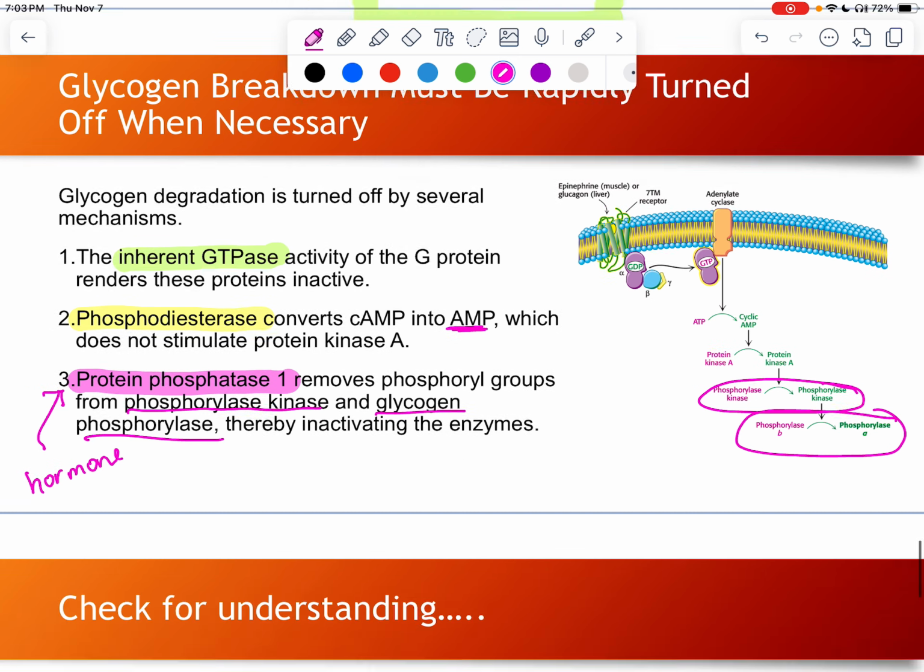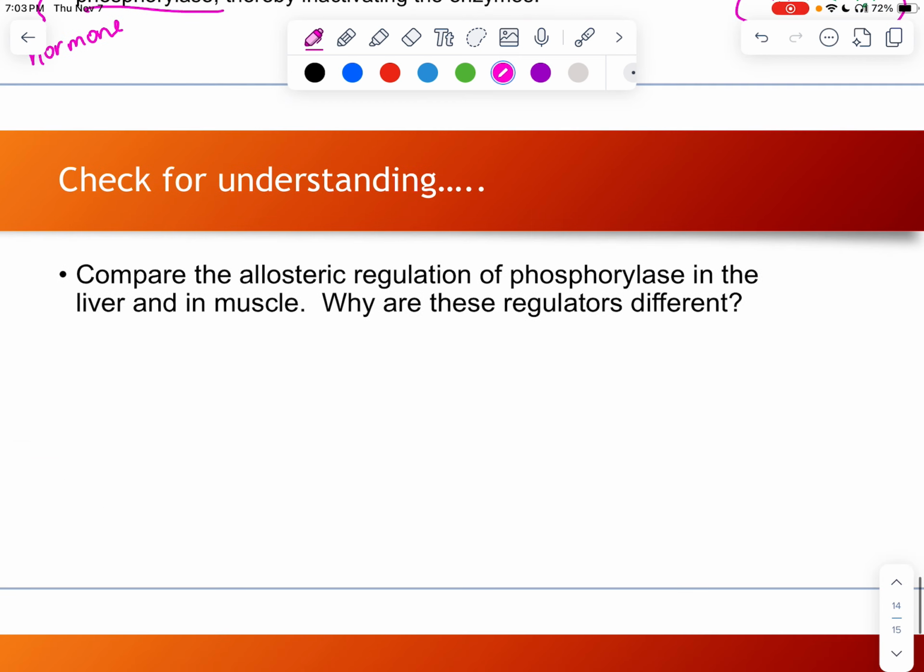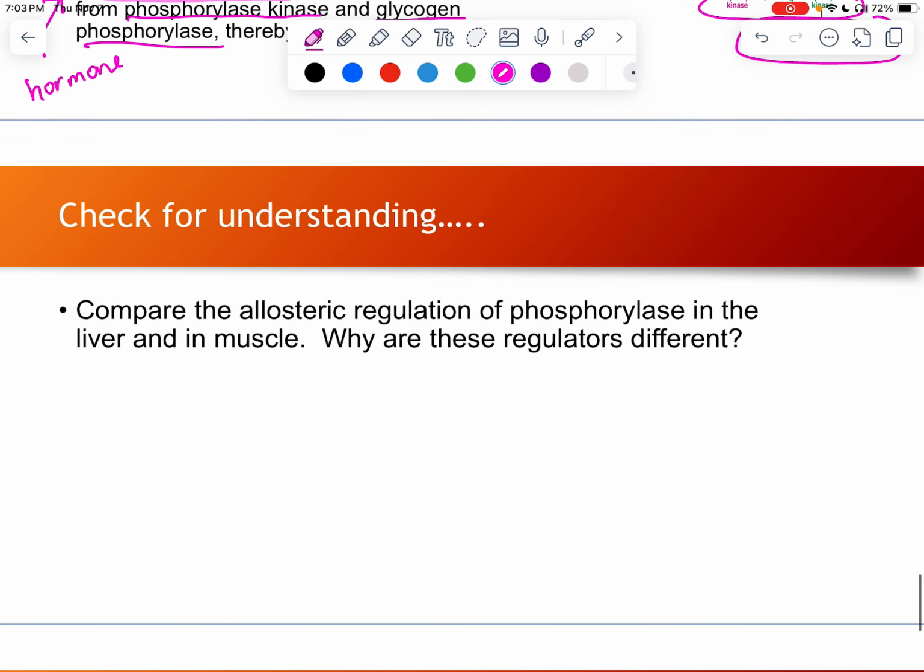All right, so a check here. Compare the allosteric regulation of phosphorylase in the liver and muscle. Why are these regulators different? I'd love for you to pause and think about this, or even stop the video, study your notes, come back and look at it, and then you can listen to me talk it through. But it'd be a great self-test.